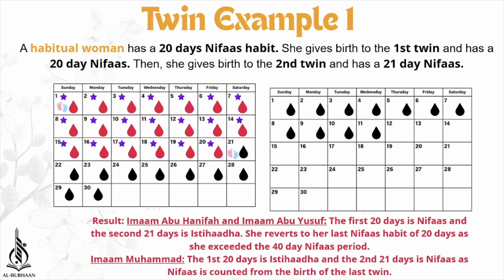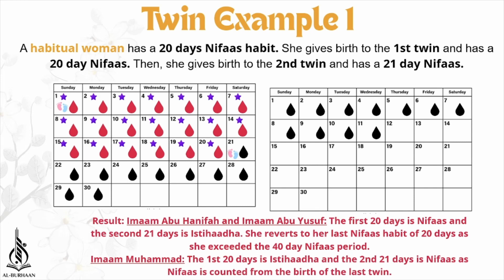Imam Abu Hanifa's view and Imam Abu Yusuf's view: the first 20 days is Nifaas, and the second 21 days is Istihaadhah. So she reverts to her last Nifaas habit of 20 days as she exceeded the 40-day Nifaas period. So they say that you count it from the first, and any blood that occurs in that period is counted as one blood. It's not counted as two bloods. So according to them, it's only the first 20 days.